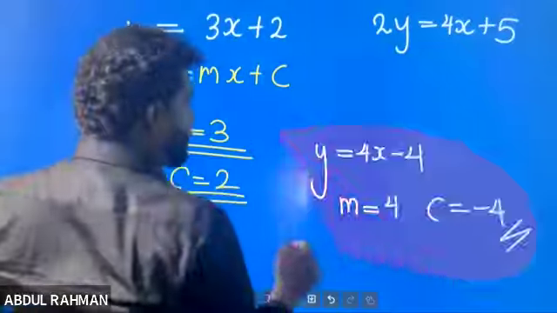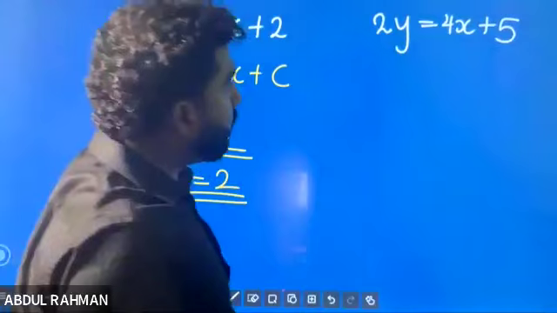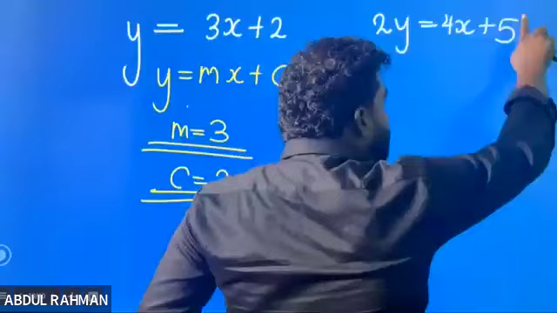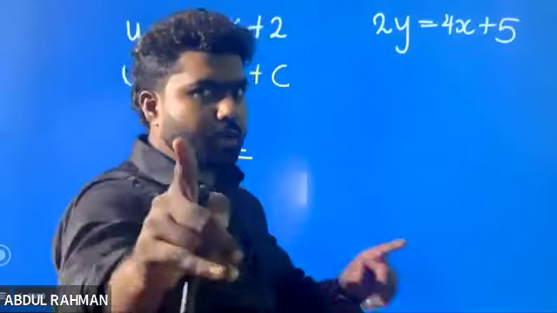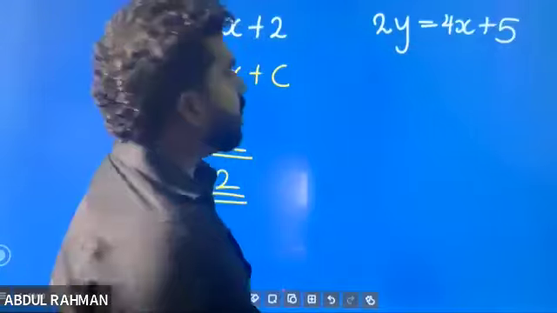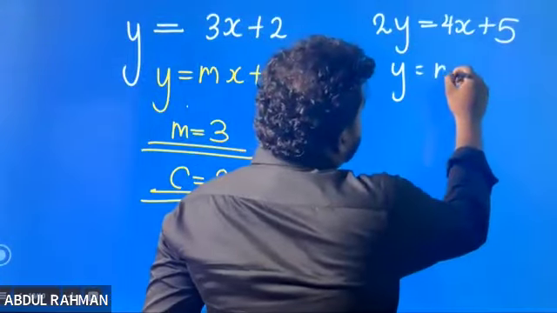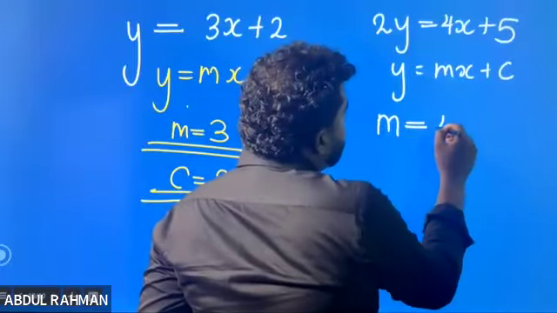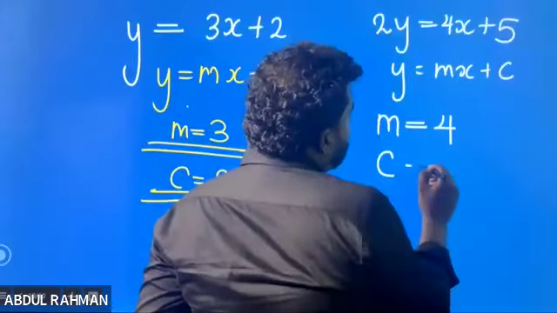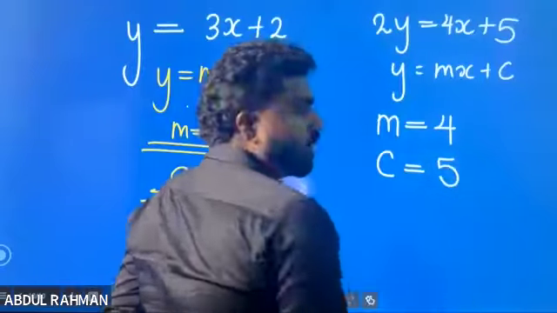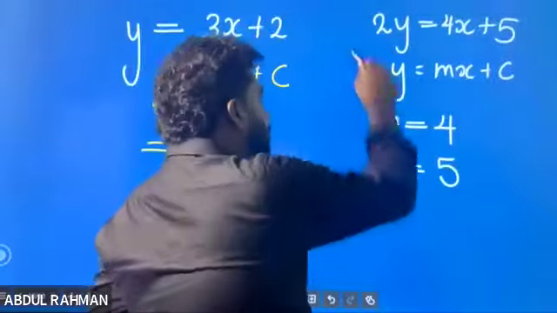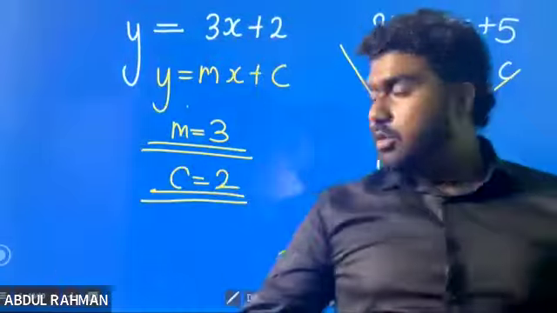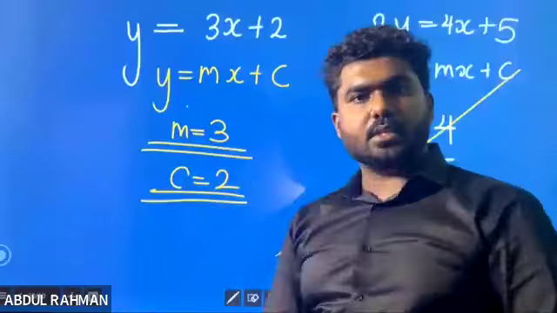Sir, the coefficient of x is only the gradient and the constant term is the intercept. Now I'm following your words. Here you are writing y equals mx plus c. What is the value of m? m is equal to 4. And what is the value of c? c is equal to 5. If you write like this, it is completely wrong. Why? You taught us the same thing here and you are saying this is wrong.